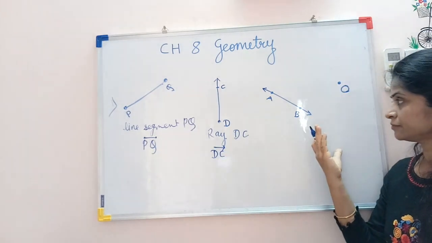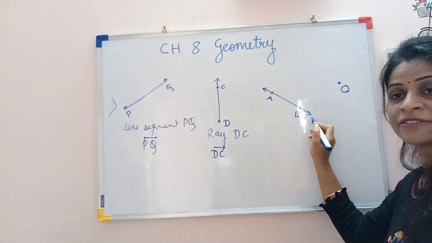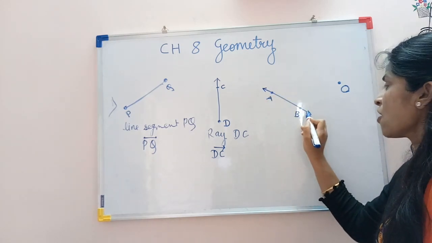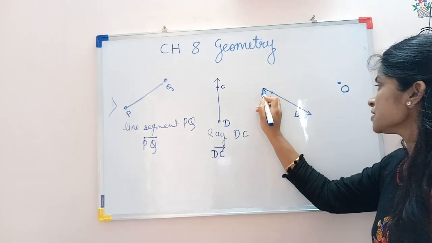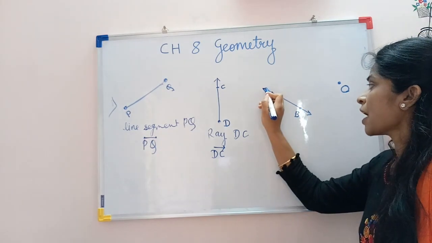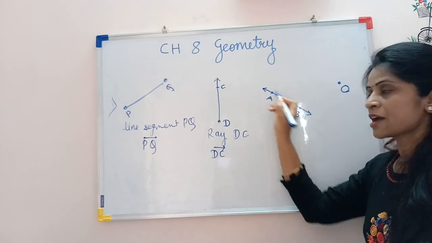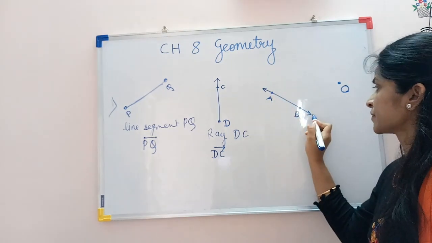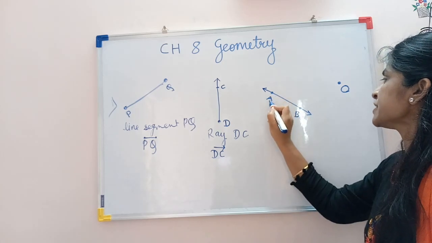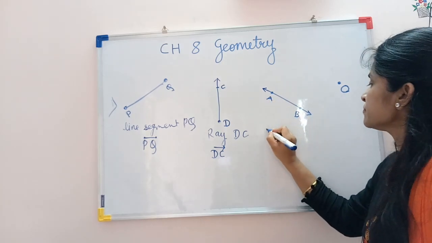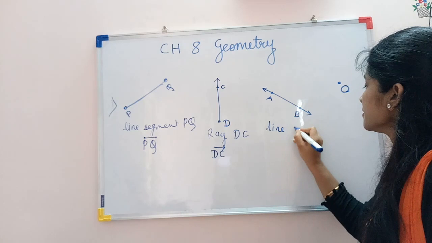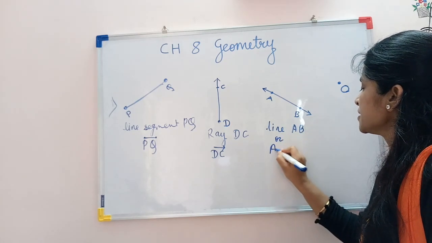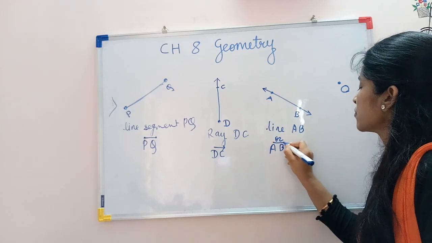Now another one. It is a line because it does not have beginning or an end. Both the sides have arrowheads. These arrowheads themselves show that the line goes endlessly on both the sides. On the line we have the points A and B. That means we can read it as line AB, or we can write it as AB with the symbol of line on it.